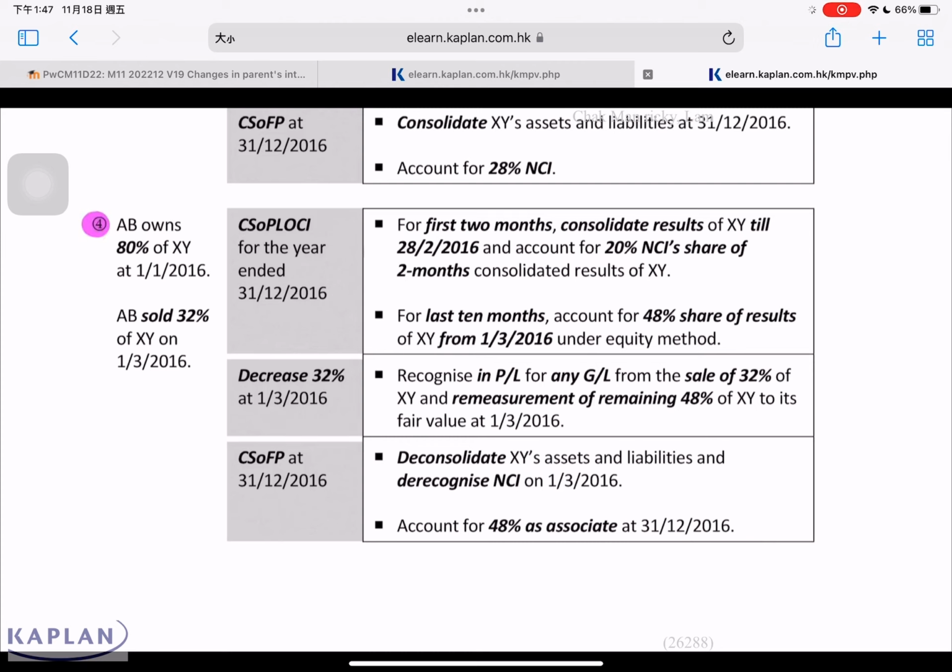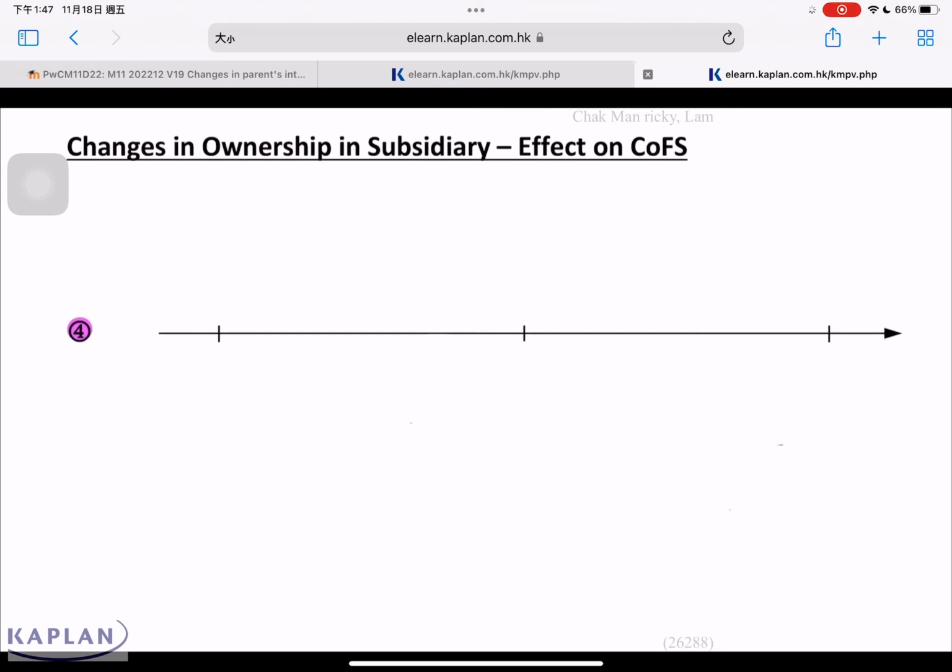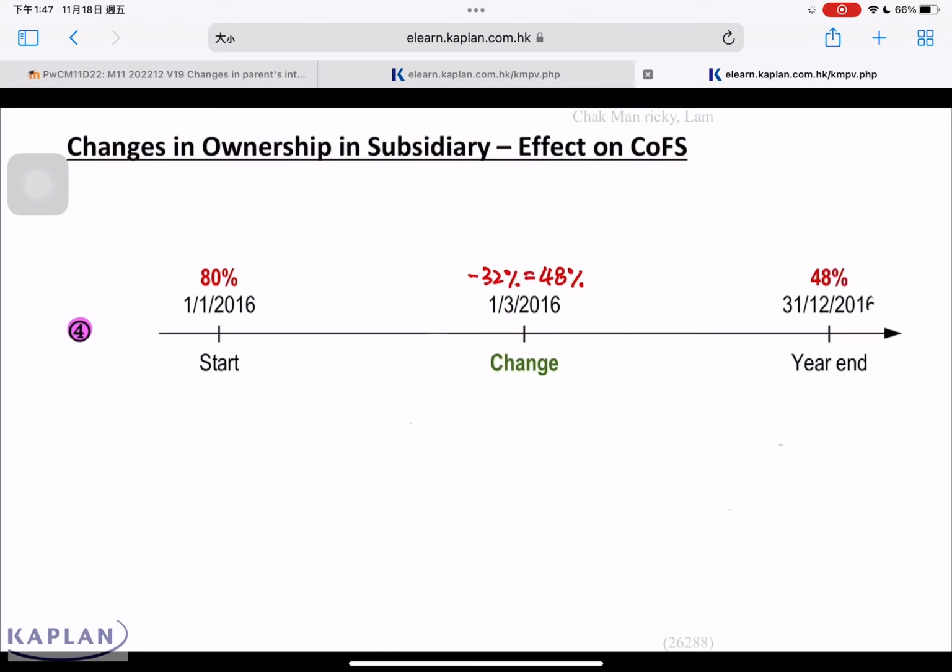Case 4. Before that, we have 80%. AB sold 32%, becoming 48%. Now we look at case 4. Before that, AB has 80%, and AB sold 32%, equal to 48%. For the 10 months it is 48%. This is the date of the change.